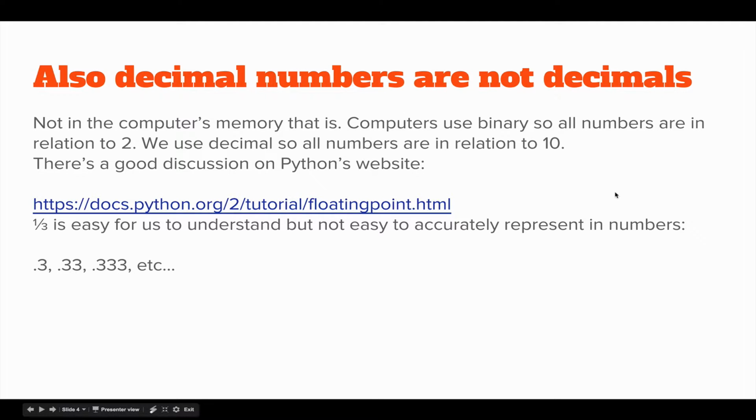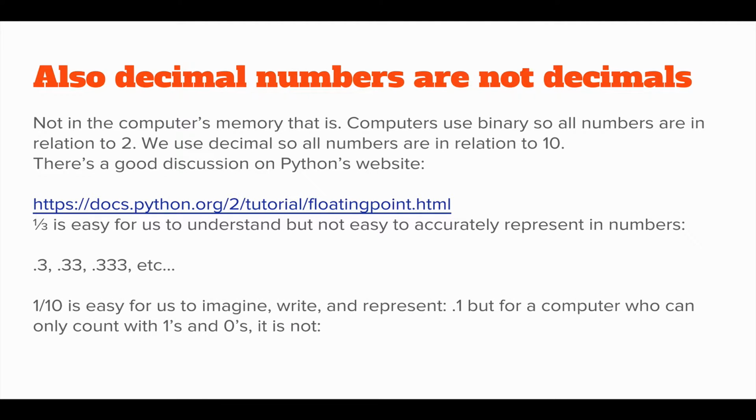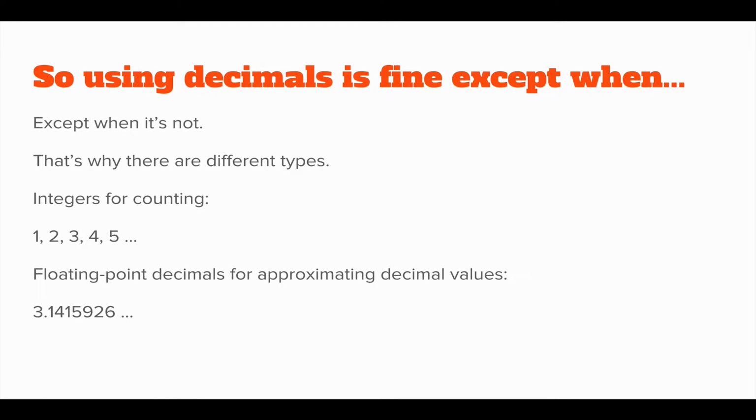Well, a very similar circumstance will happen in the computer's mind with some decimal numbers that we take for granted. For instance, 1/10. It's easy for us to imagine and to write as 0.1, but for a computer, it's not so easy. What is 1/10 in binary? Is it 0.0011, 0.00110011? So, using decimals is fine, except for when it's not.